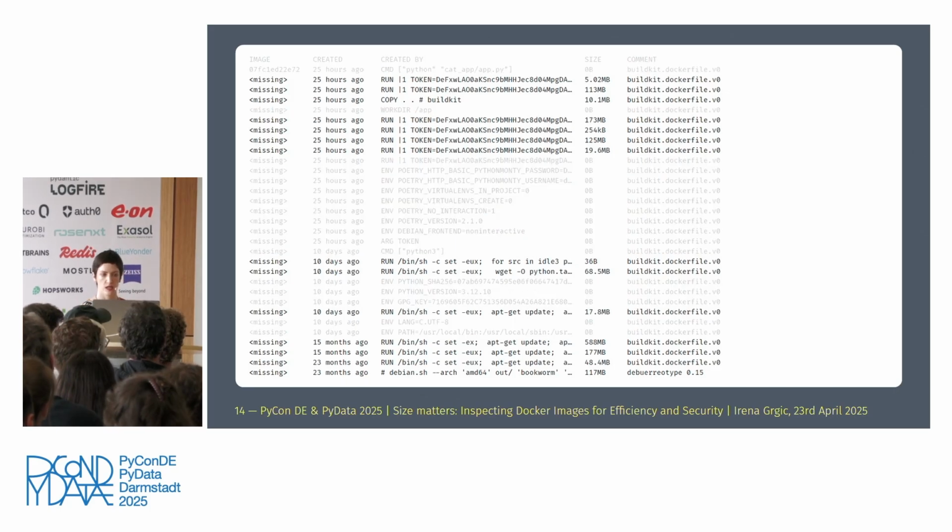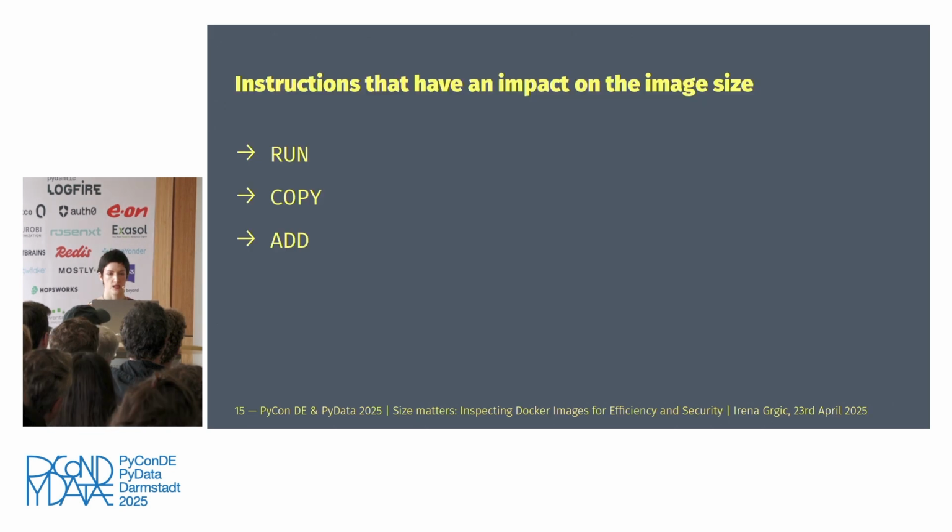What you can also see is that only the RUN and COPY instructions contribute to the image size, meaning they will generate a layer. We will talk about layers in a bit. And it's quite important to remember that only these three Docker instructions will contribute to your image size or generate a layer: RUN, COPY, ADD.